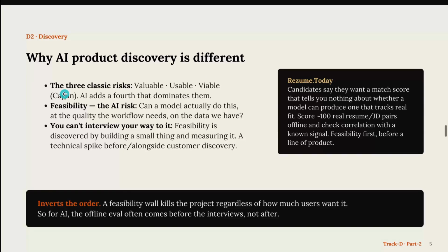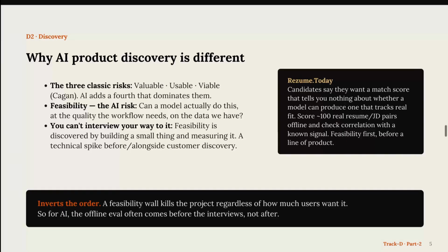AI adds a fourth that dominates them, and that's the feasibility part. The whole AI risk sits on this feasibility. Can a model actually do this at the quality the workflow needs, at the scale, on the data that we have? Is the question that we are asking for feasibility. What we can't do is interview everybody and say that, hey, many of them agreed, so we will go and build this feature. We need to discover this by building a small thing and measuring it. A technical spike before or alongside customer discovery. It's a small spike, but nevertheless that needs to be done.